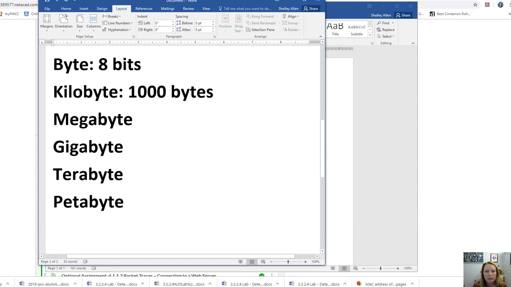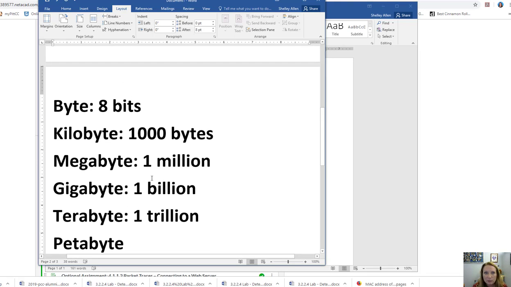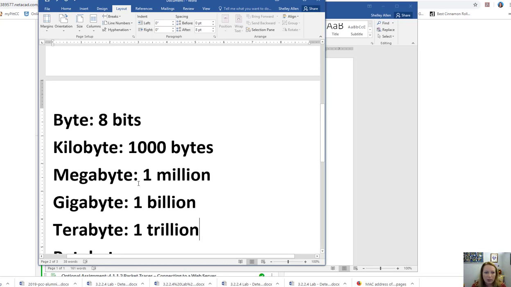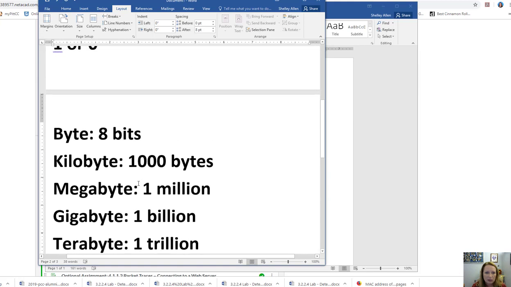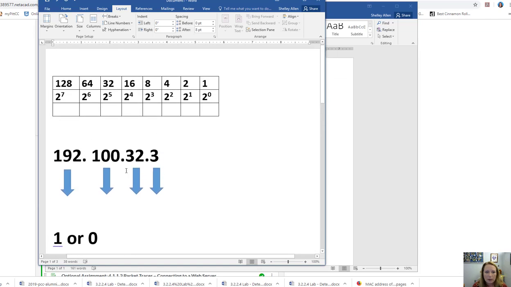So 1,000 kilobytes would be a megabyte, which is 1 million. You can have a gigabyte, which would be 1 billion. You can have a terabyte, 1 trillion, and so forth. So why are these units of measurement important in terms of IP addressing? Well, they tell us, when you're referring to a byte of information, a little bit about the address.